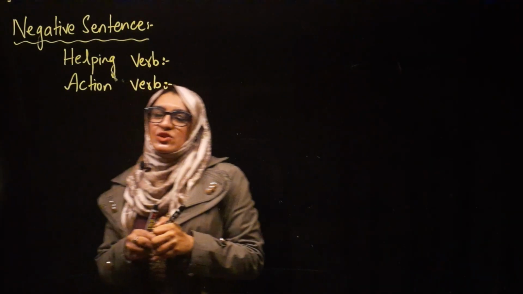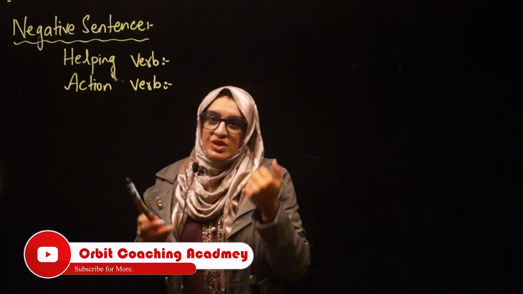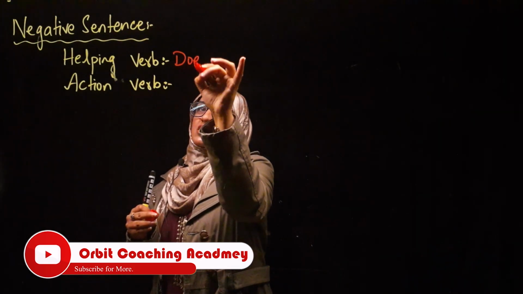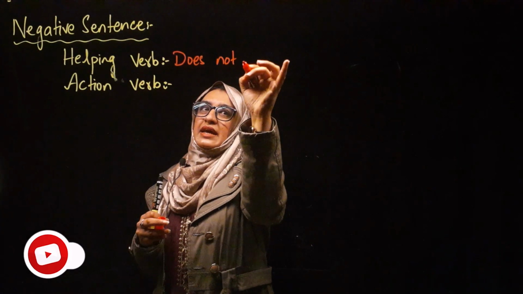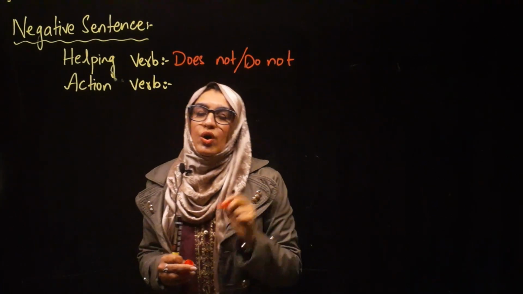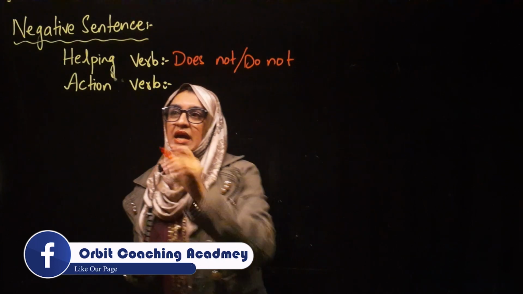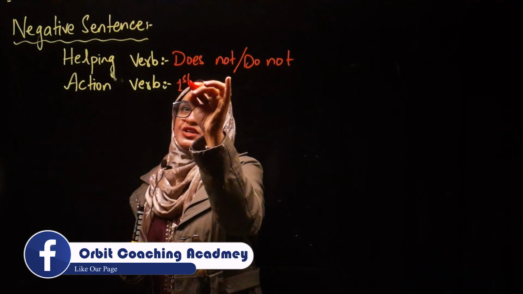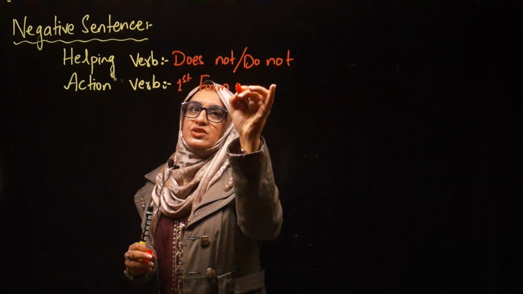Now let's look at this one. Whenever we want to negate something, we will be using does not and do not. Either we have to use does not or we have to use do not. And which action verb will we be using? We will use again the first form of the action verb.